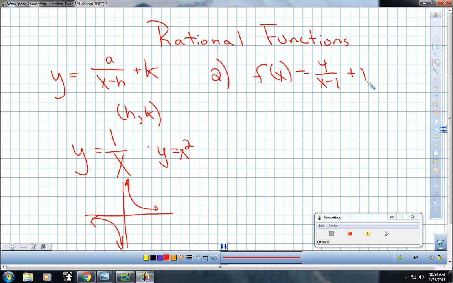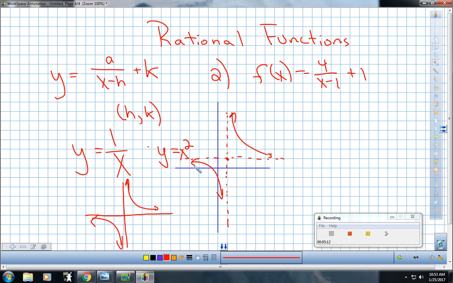Okay? So if that's so, then when we start to graph this bad boy, HK is 1, 1, which means that instead of this thing going in the first and third quadrant, it's going to be at 1, 1. So basically the vertical asymptote is going to be here. The horizontal asymptote is going to be here. And so before I even start to plug in points, I know that this graph is going to look like this.